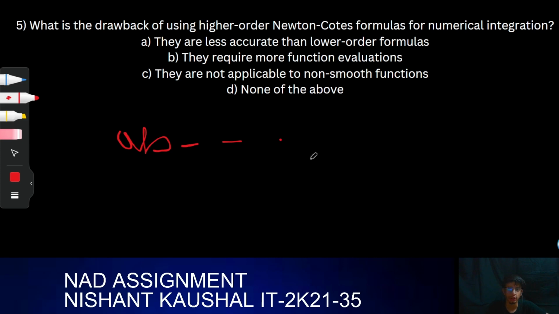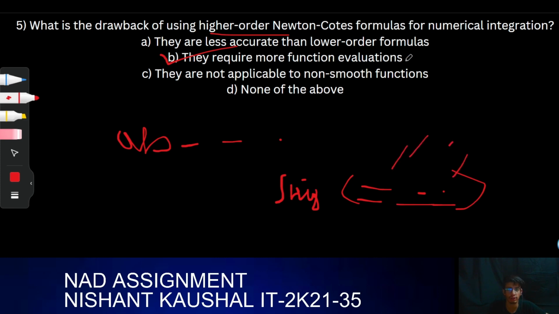So if abscissas are divided equally, the higher order formula takes more abscissas and their calculation becomes tougher. So its answer should be they require more function evaluation. In higher order we require more function evaluation because they take more abscissas and it gets difficult to solve, so they require more function evaluation. So answer would be B.